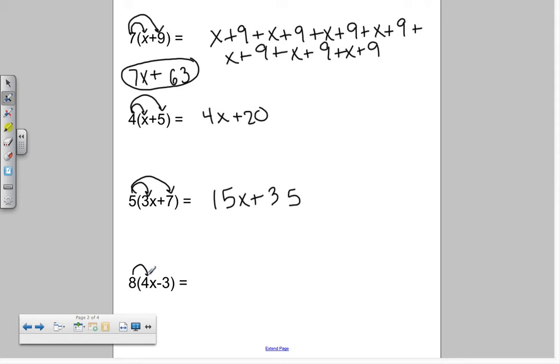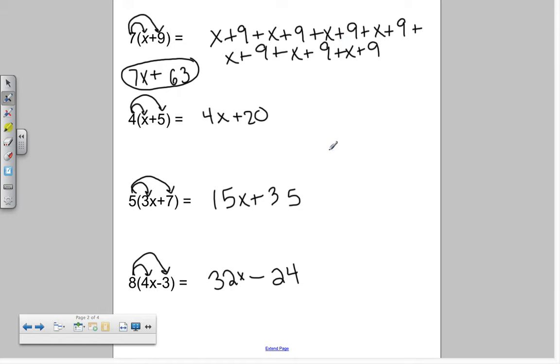This one here, use the rainbow or taste the rainbow. That would give me 32x. And the one that's tricky here is that there's a minus. So now I write minus, what's 8 times 3? 24. So I've successfully, on this whole page, with the exception of this repeated addition here, used the distributive property.